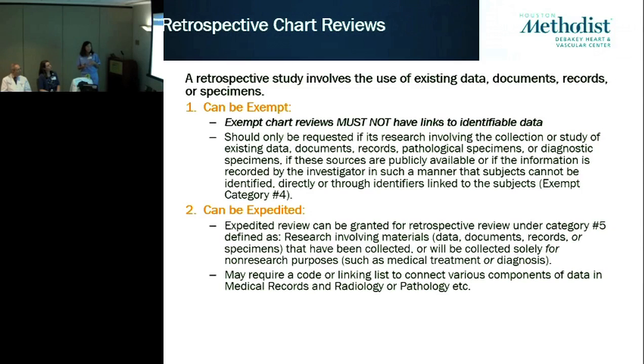It can be expedited, can be granted for those retrospective reviews under Category 5, which are research involving materials that have been collected or will be collected solely for non-research purposes. And it may require a code. Sometimes you'll assign them a study number, but then you have the code that links them back to their patient information.